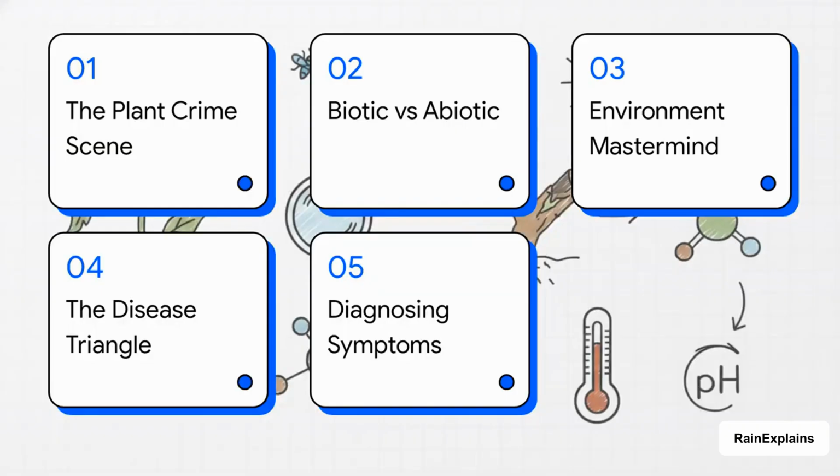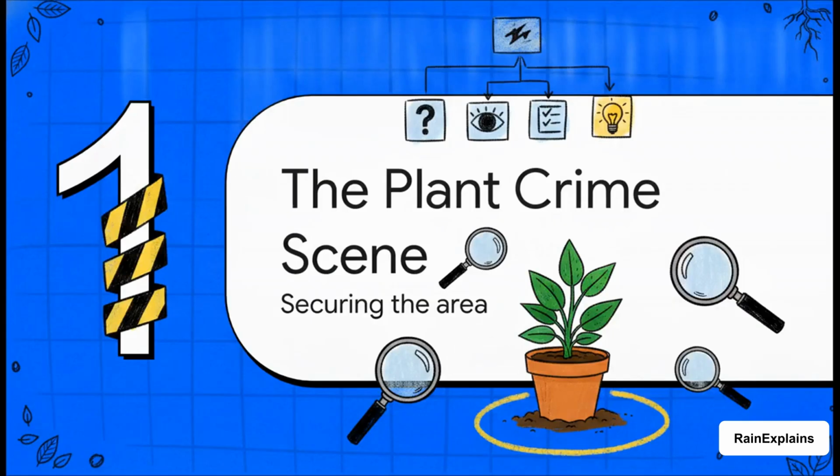We're going to treat your ailing plant like a literal crime scene. Here's our investigation plan. First, the plant crime scene. Second, biotic versus abiotic suspects. Third, the environmental mastermind. Fourth, the disease triangle. And finally, diagnosing symptoms and clues. Let's get to it. Section 1.